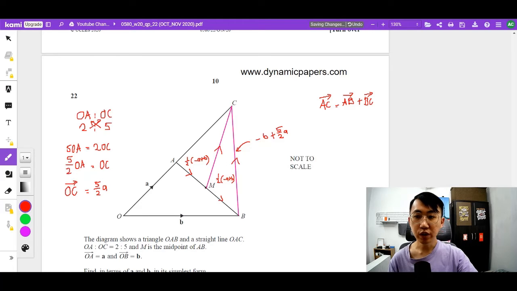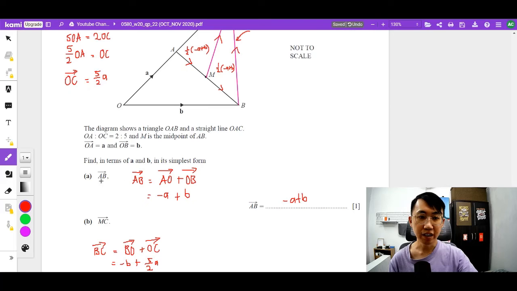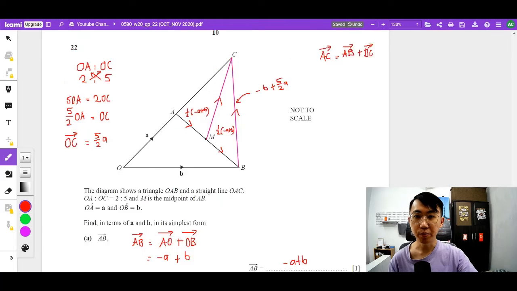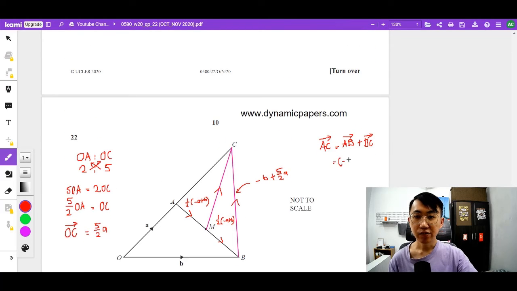A to B we already know from just now. Negative A plus B. Copy. Negative A plus B. Now what is BC just now? Teacher already found just now. Can you see this one? This is actually your BC value. So write in a bracket negative B plus 5 over 2A. So now you can open up and expand and simplify. So we are going to open up negative A plus B minus B plus 5 over 2A.